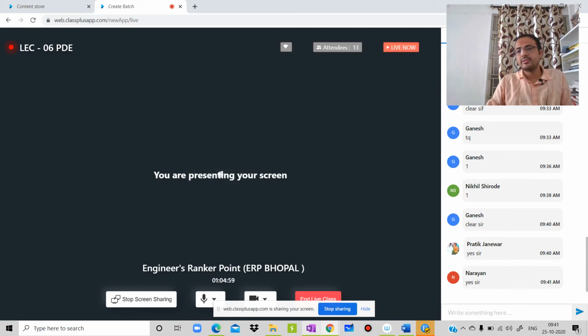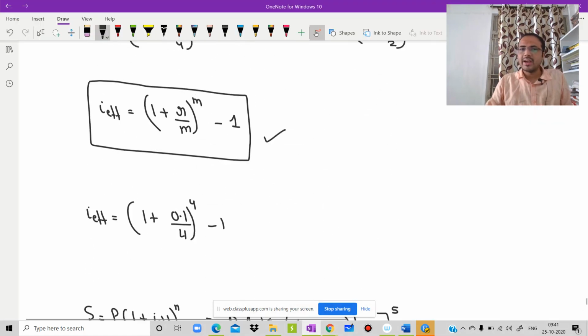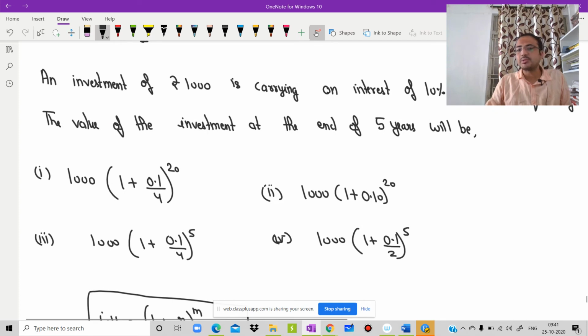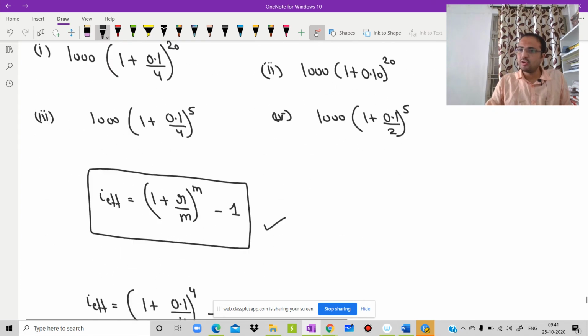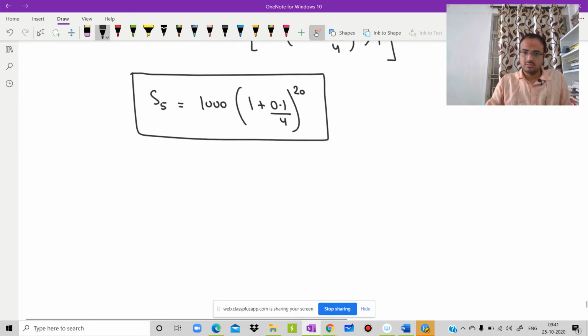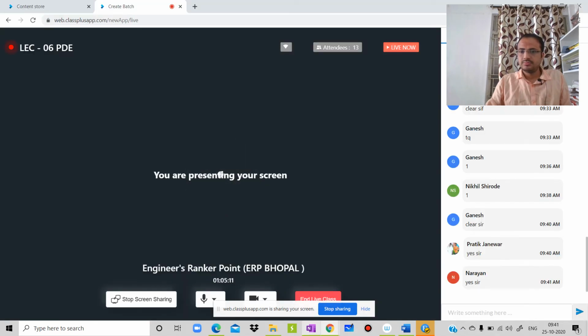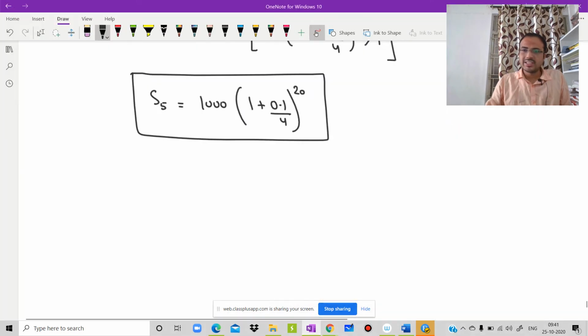Is it clear? Very good. The answer of this question is wrong in so many books, and they gave this one, but it is absolutely wrong. Now you know the concept, or if you have any doubt, I can prove that effective formula also.